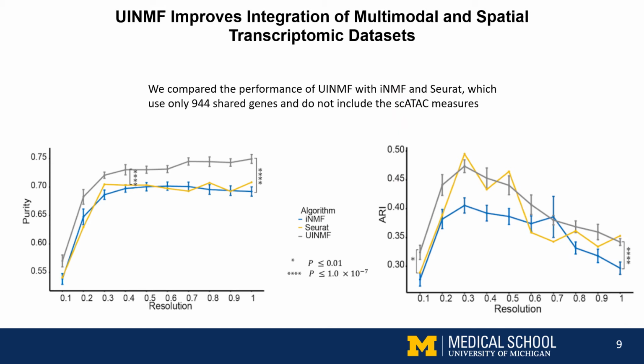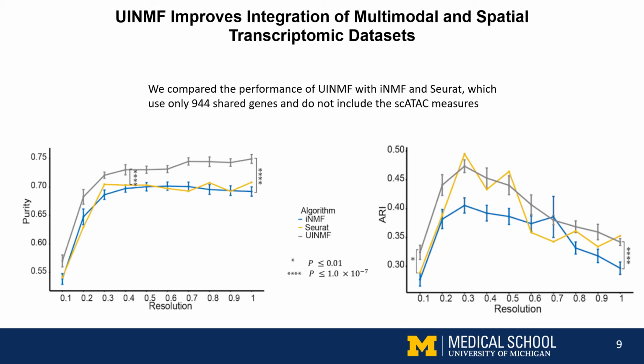Again, we wish to demonstrate quantitatively that UINMF outperforms INMF and Seurat. For this analysis, INMF and Seurat were only capable of including 944 shared genes and include none of the unshared genes or the single cell ATAC peaks. Shown in gray is the UINMF algorithm's performance, shown in yellow is Seurat's performance, and shown in blue is INMF's performance. Again, on the x-axis, we have Louvain resolution, and on the left, we have the purity scores, and on the right, we have ARI. And you can see that across purity and ARI, UINMF outperforms both Seurat and INMF.